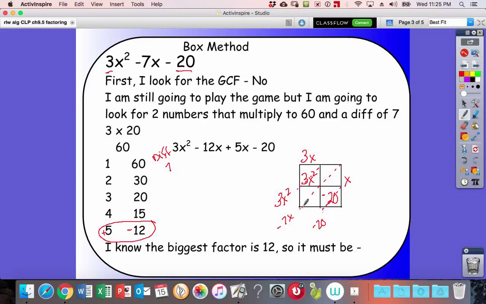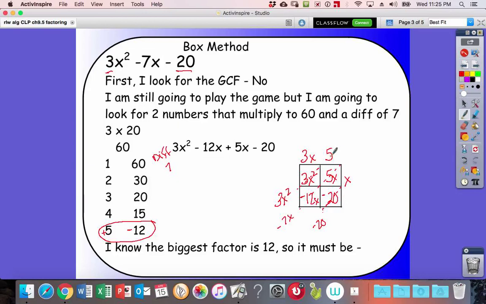I am going to enter in 5 and 12, but I don't know which one to do. Do I do the 12 here or the 5 here? I want to put it in where I can find a greatest common factor. There is no common factor between 5 and 3, so I'm going to put the negative 12 here, and I'm going to put the positive 5 up here. Let's see if that works. If I do x times, what times x would give me this 5x? I'd have to multiply times 5.